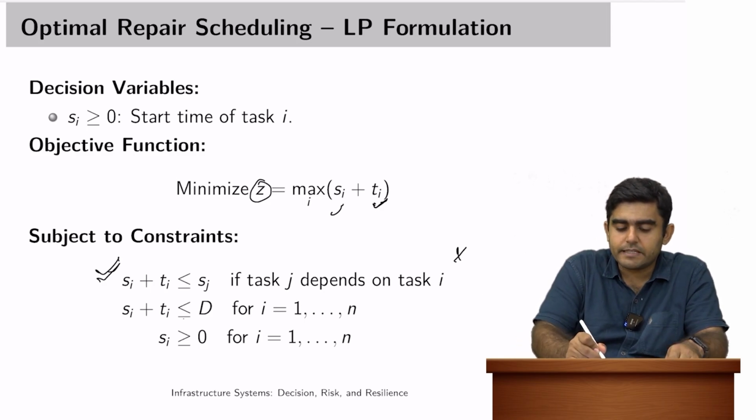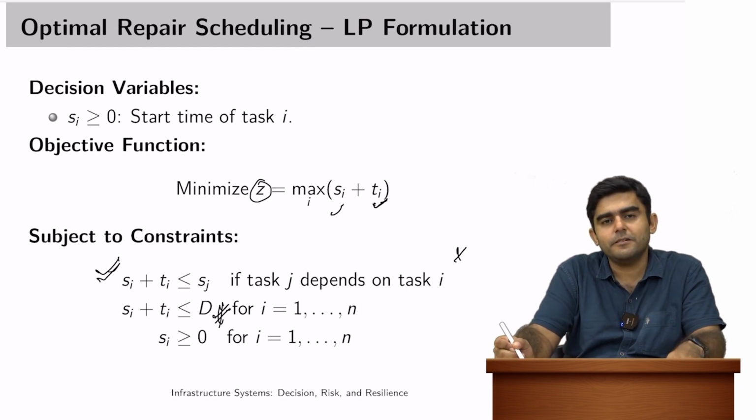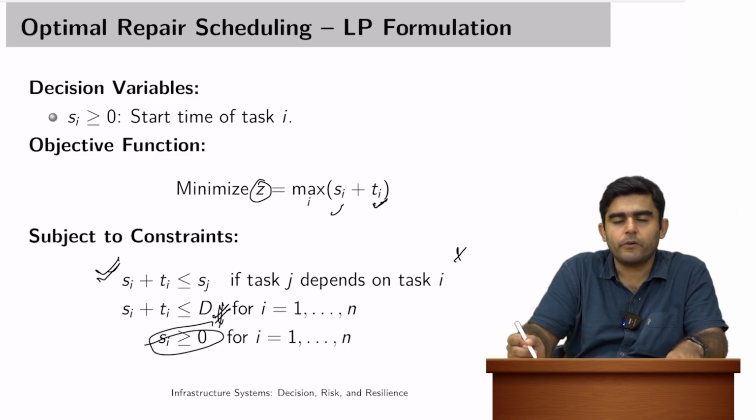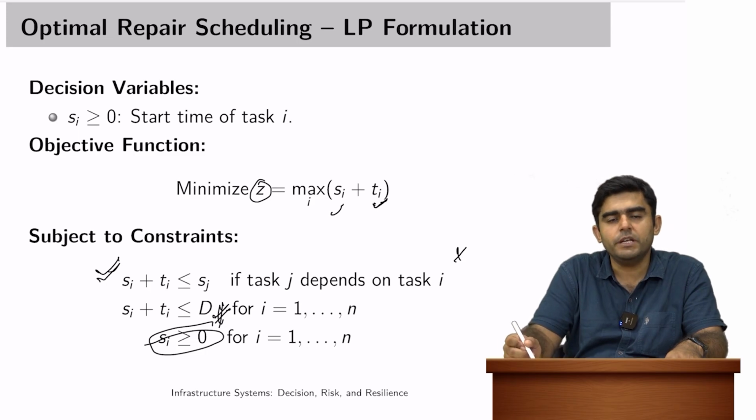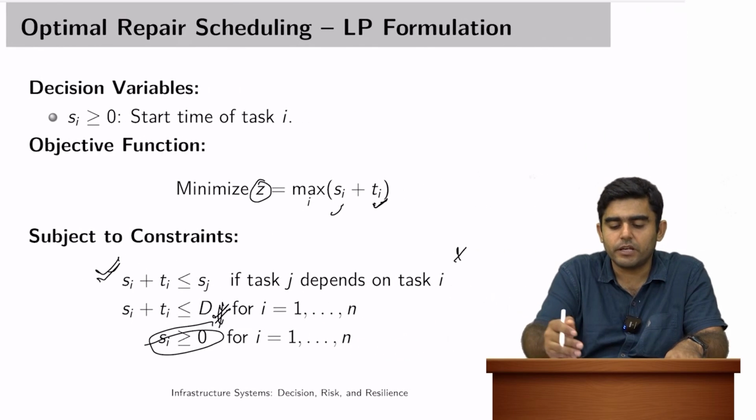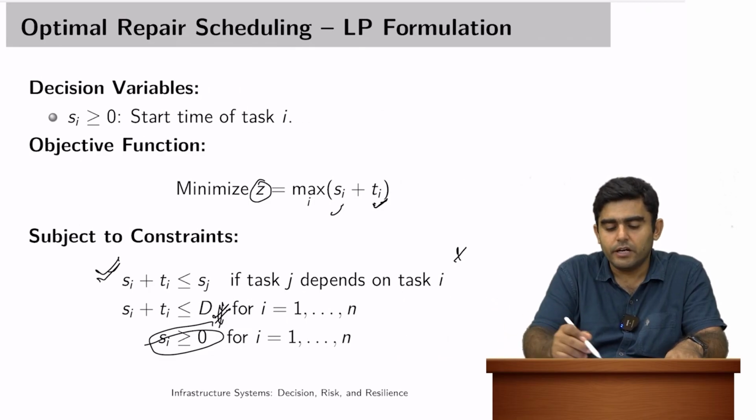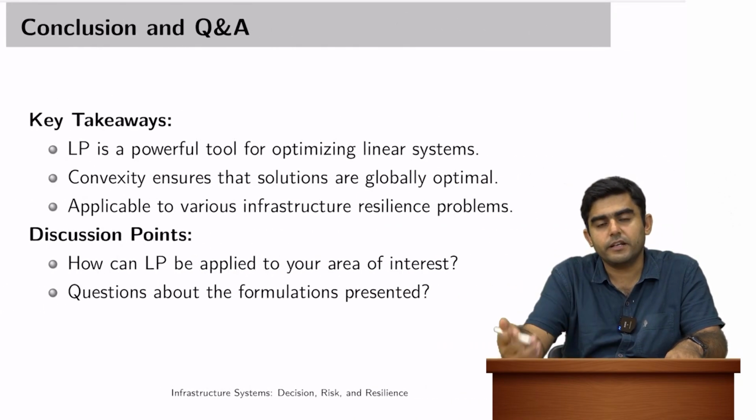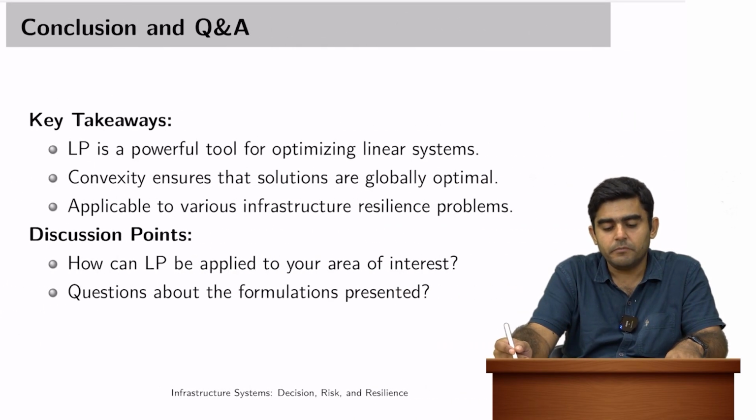Also, Si plus Ti should be less than or equal to D, because D is the project deadline or the duration that is permissible. And of course, time cannot be negative for these repairs, so all of them should be greater than or equal to 0. So one worded problem can now be converted into an optimization problem very easily, and we will look into more numerical examples as we build on this going forward.